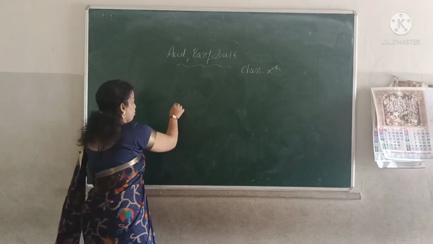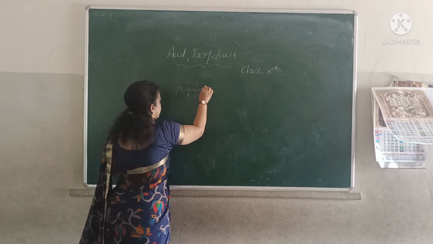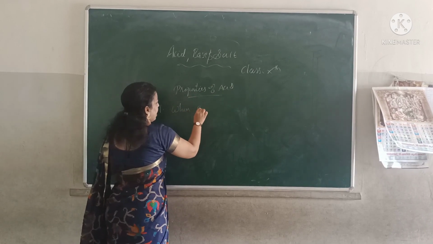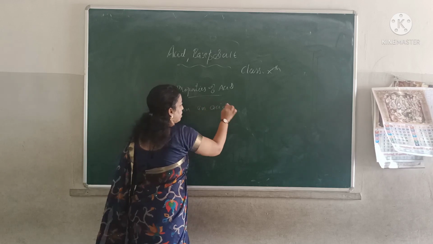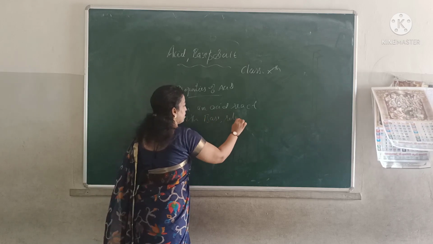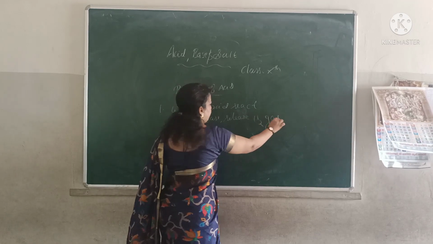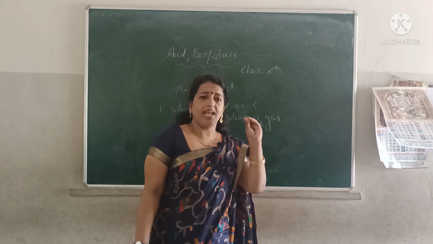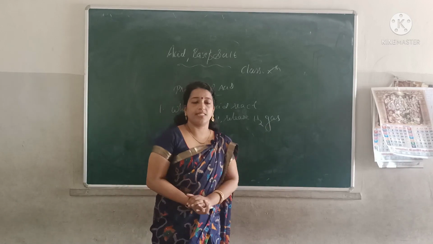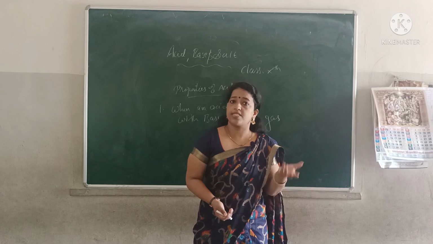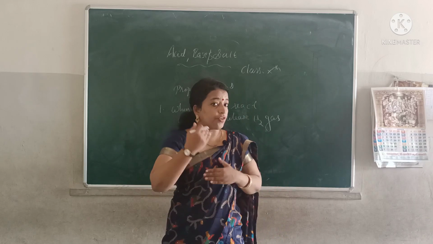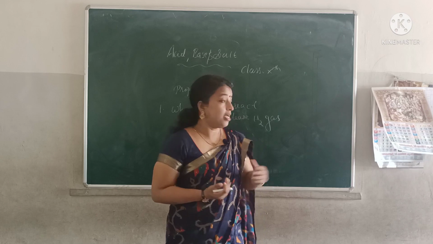So what is the first property I told you? Properties of acid. The first property is, when an acid reacts with a metal, it releases hydrogen gas. Very important property of acid. When any acid reacts with any metal, which gas is releasing? Hydrogen gas is releasing. Any acid, hydrochloric acid, nitric acid, sulfuric acid, and so on, and a metal, zinc, sodium, potassium, whatever it may be, they react and release hydrogen gas.